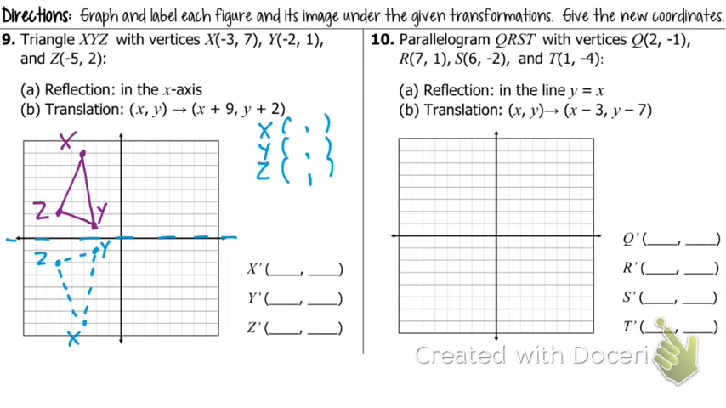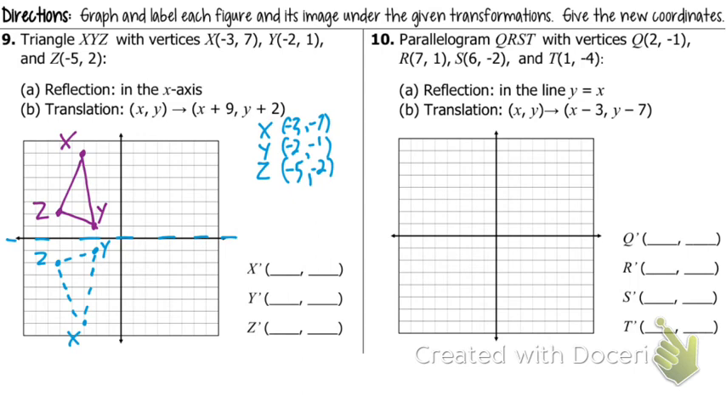We're part of the way there. After I do just the reflection, my X is at -3, -7. My Y is at -2, -1. And my Z is at -5, -2. I'm going to write those off to the side, and on the graph I'm going to draw a dashed triangle there, because that's my work-in-progress one. This is what I get after transformation A, where I reflect over the x-axis.